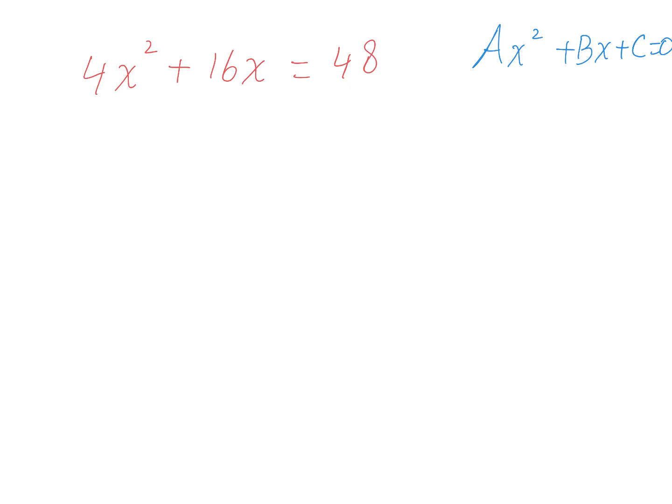So let's try. The general form of a quadratic is always ax squared plus bx plus c is equal to 0. If you need to move stuff around, please do that. So let's try an equation: 4x squared plus 16x is equal to 48. So let's bring everything to one side.